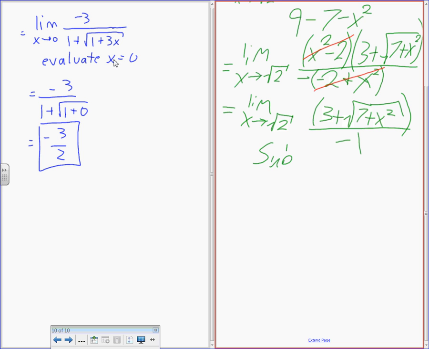So we sub in x equals root 2. Then we get 3 plus root, well, root 2 squared is 2, plus 7 is 9, over negative 1. And the square root of 9 is 3. 3 plus 3 is 6. Divided by negative 1 is negative 6.